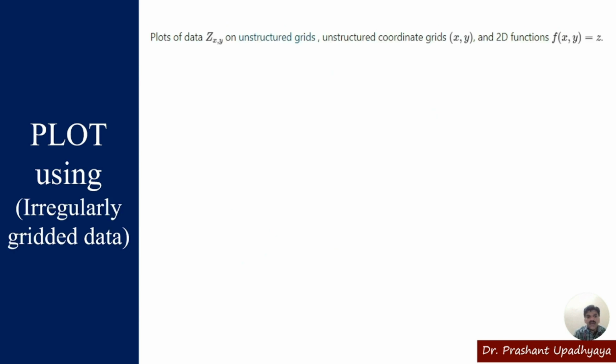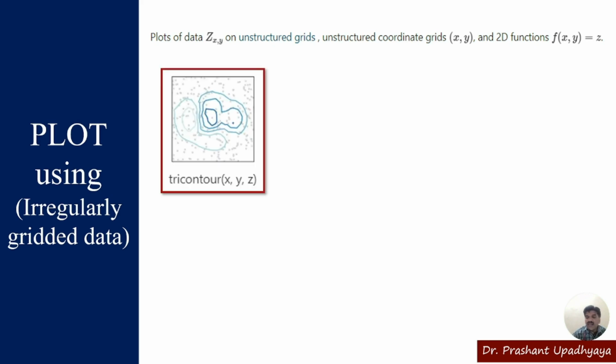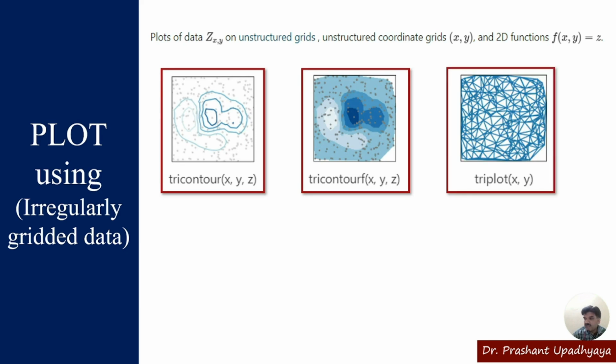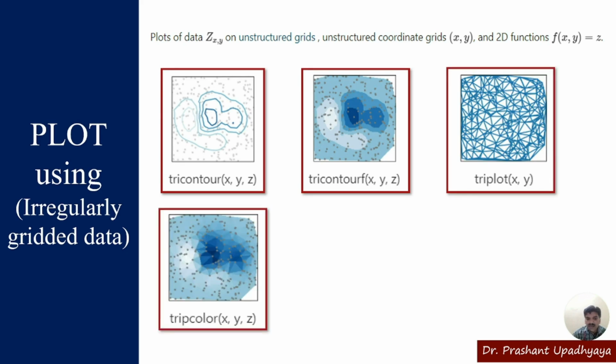Moving ahead, we have plots that can be used with irregularly gridded data. This means we are dealing with data that is not arranged in a regular grid pattern, that is, a random distribution of data points. For such random distributions we can use the tricontour method, the tricontourf method, triplots, and the tripcolor method.